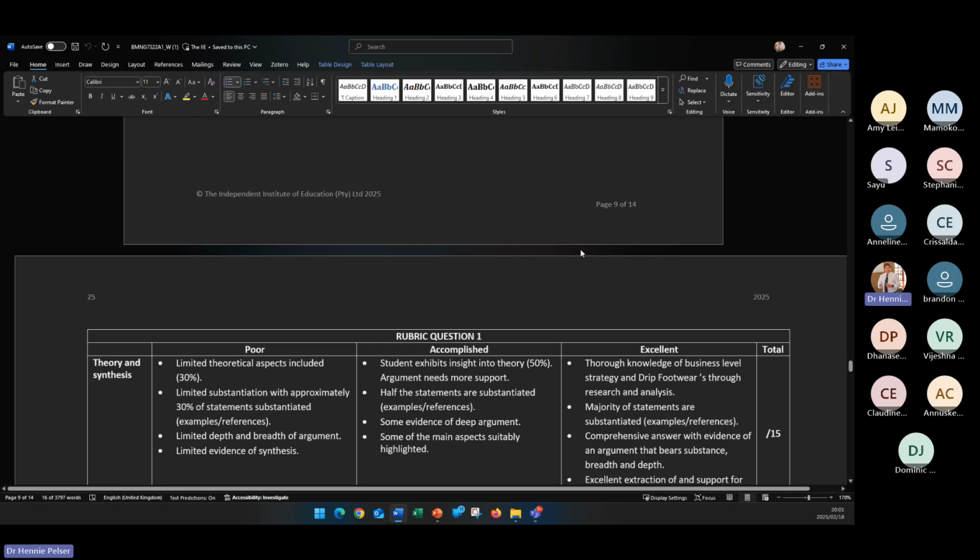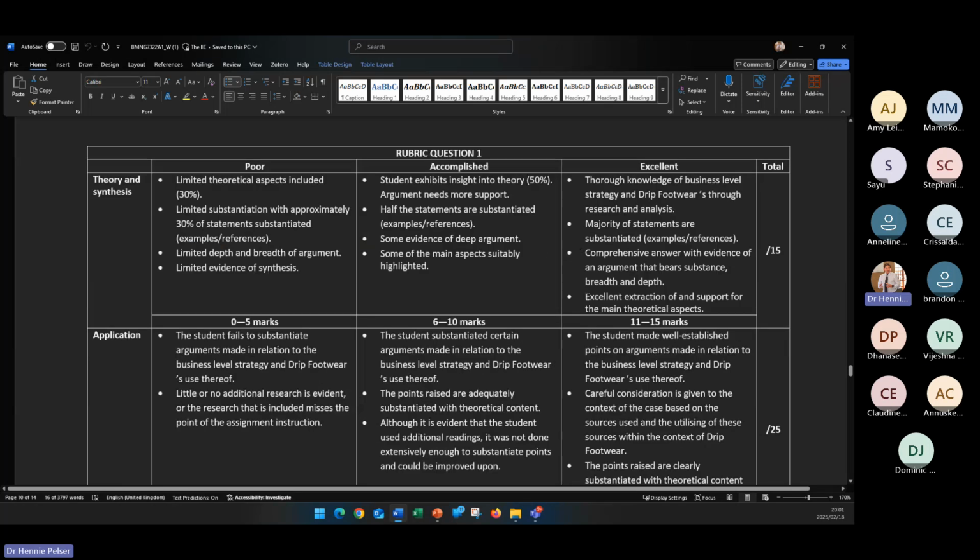Right, just to say, this is what we use to mark. I copy this across into the rubric, and I use this rubric to mark. Yeah, Vijeshna, you have to get to the point. I think it's about editing and brevity.